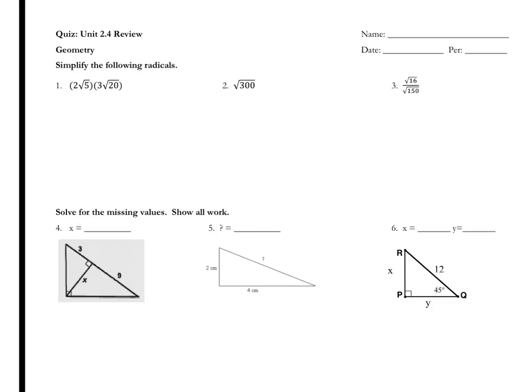Hey guys, we're working on a Unit 2.4 review, so I need that darkish yellow sheet in front of you, and I'd also like you to take out the green graphic organizer so you can have that right next to you. I'm going to refer to that as much as I can. Okay, so let's work through questions 1 through 3.